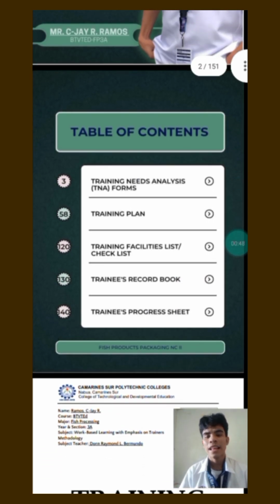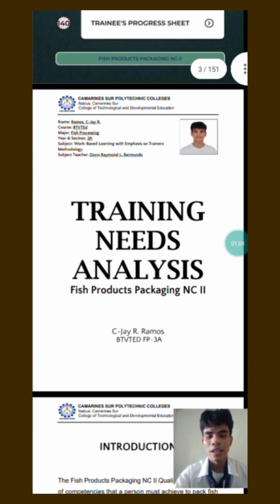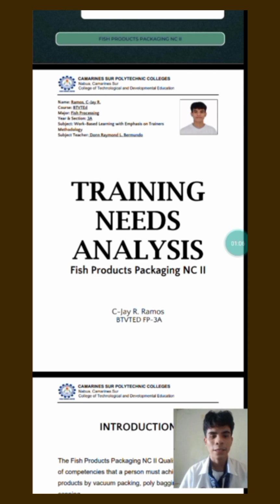First, it is the table of contents. This portfolio consists of the training needs analysis, training plan, training facilities list or checklist, trainee's record book, and trainee's progress sheet. The first activity is the training needs analysis.